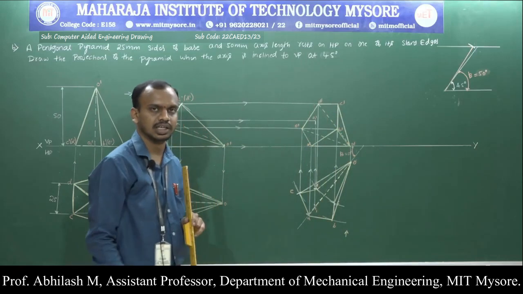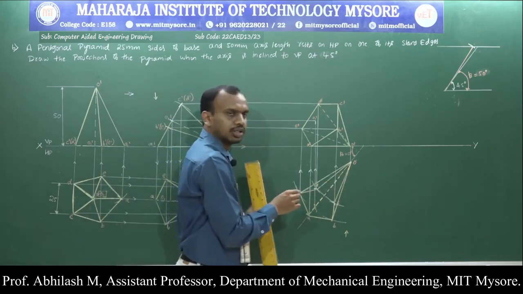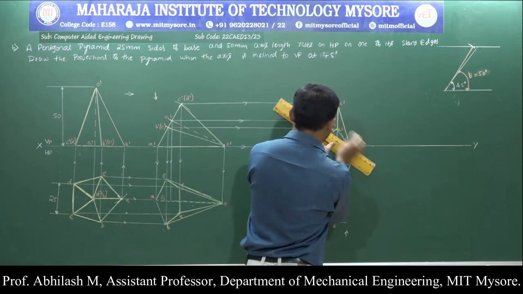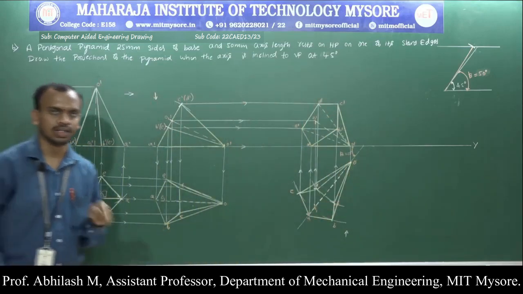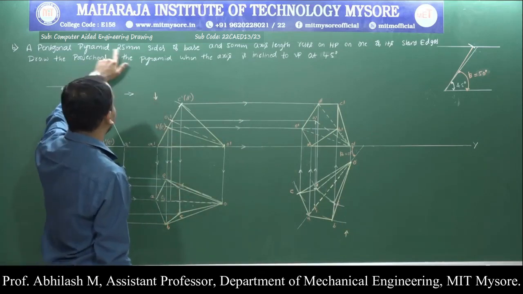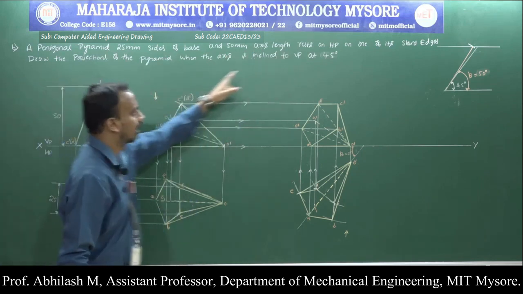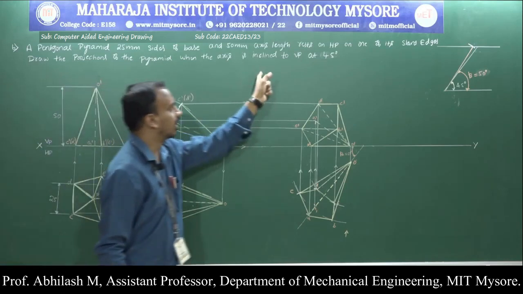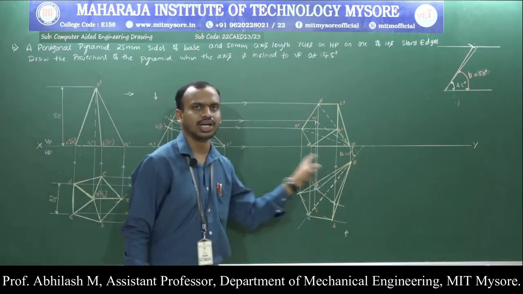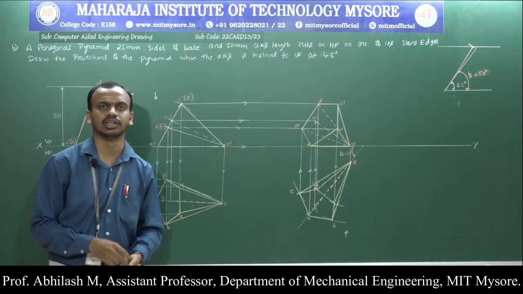Now are we done with all the sides? Yes, we are done with all the conditions that were specified, but we have not represented the axis. So for that, indicate from O dash to O1 dash. So this concludes the problem on the condition that they have specified: a pentagonal pyramid of 25 millimeter sides of base and 50 millimeter axis length rests on HP on one of its slant edges. Draw the projections of the pyramid when the axis is inclined at an angle of 45 degrees. We have satisfied the conditions that are specified in the problem.